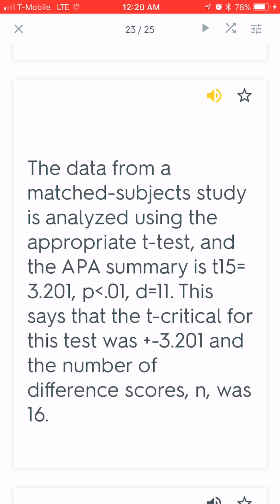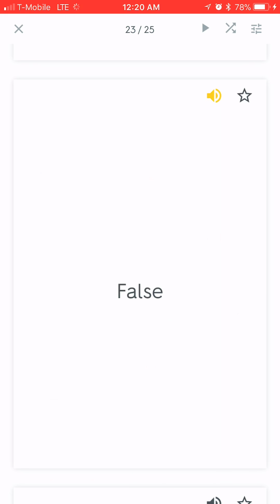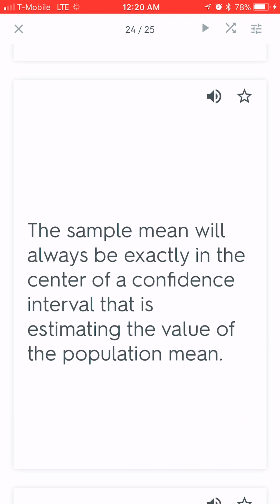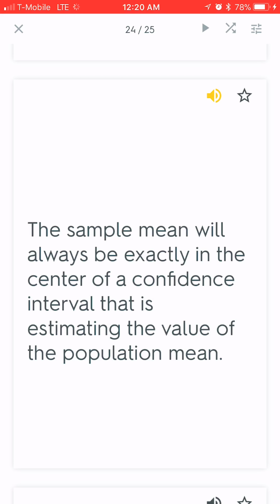The data from a matched subject study is analyzed using the appropriate t-test and the APA summary is t(15) equals 3.201, p less than 0.01, d equals 1.1. This says that the t-critical for this test was plus or minus 3.201 and the number of difference scores, n, was 16. False.